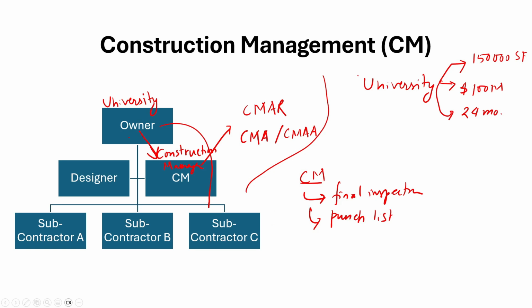So there are really two approaches, as I mentioned. First, construction management at risk. In construction management at risk, the construction manager takes on financial responsibility for delivering the project within a guaranteed maximum price. So any cost overruns beyond the GMP would be the responsibility of the construction manager, unless caused by scope changes.